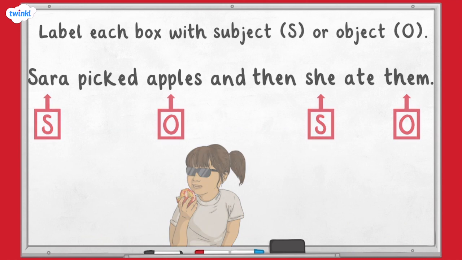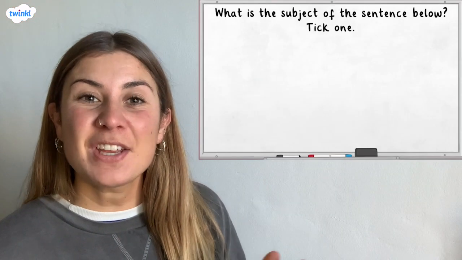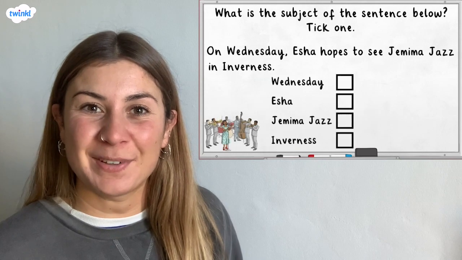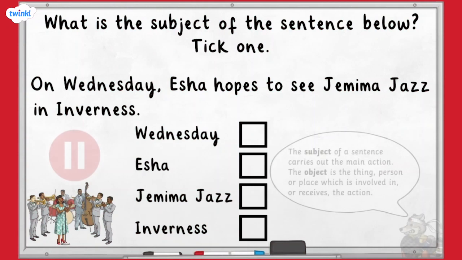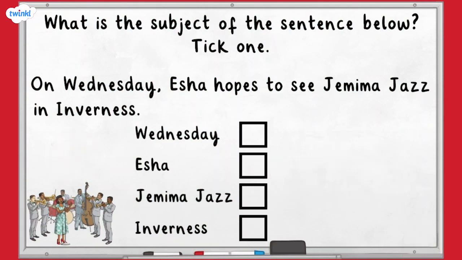Hoo-yah! For our final question, you're being asked to tick the box that shows the subject of the sentence below. Pause the video here and then press play when you've got an answer. Do you have an answer? Excellent. Let's take a look at the sentence. On Wednesday, Esha hopes to see Jemima Jazz in Inverness. Which option have you chosen as the subject of the sentence? Well done if you picked Esha. Hoo-yah!